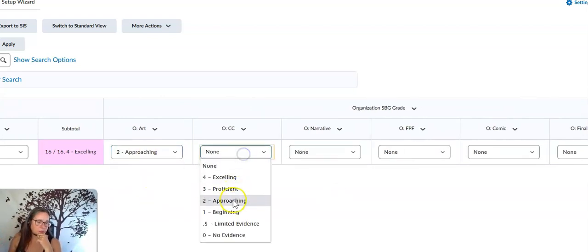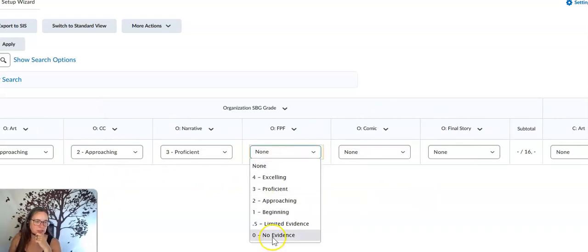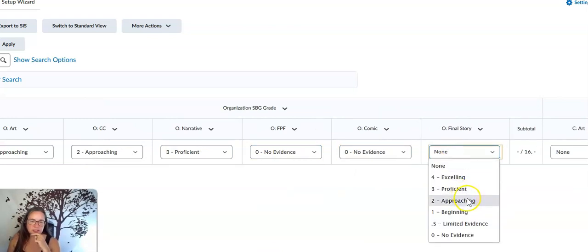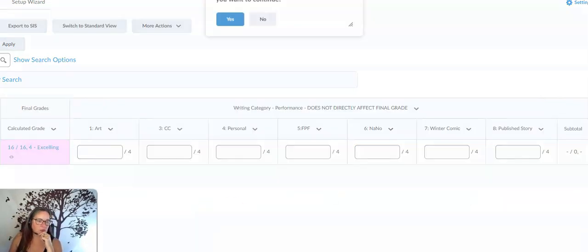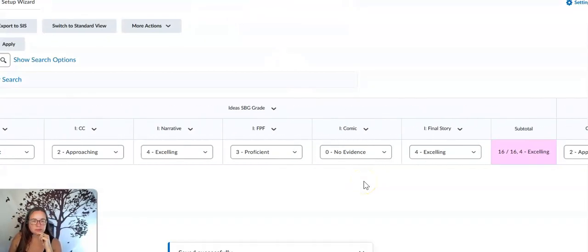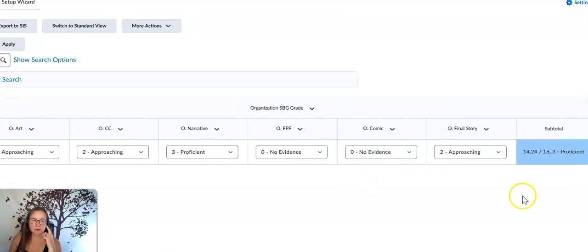I'm just going to give you an example so you can see here. Oh, you forgot to do some of these. That's not good. So here for organization, the highest score was a 3. So you get a 3 for organization.